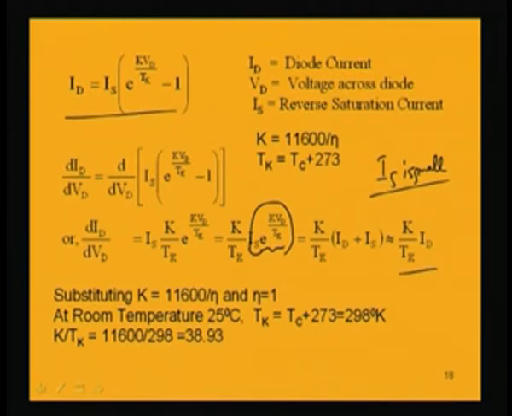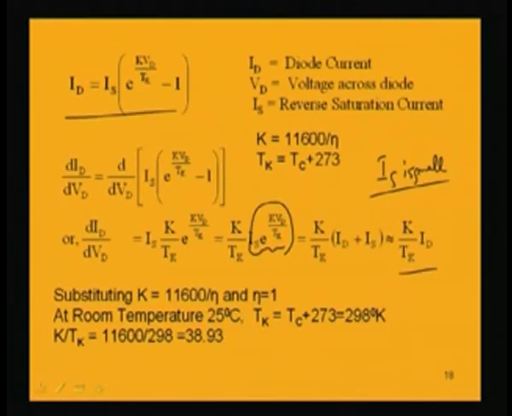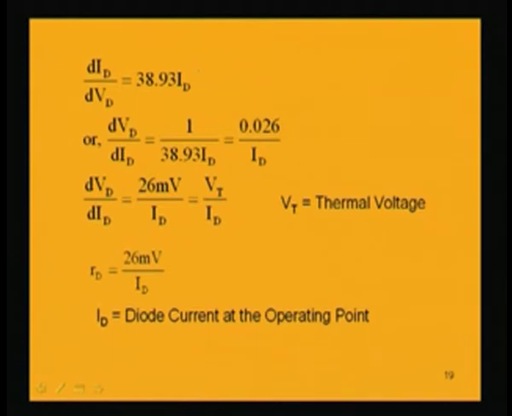Now, at room temperature, considering 25 degree centigrade, which is typically done in all these calculations, 25 plus 273 will be 298. The value of K by Tk then becomes 11600 by 298, because eta value is 1, which gives 38.93. So, now replacing this in the original equation, dId by dVd is equal to 38.93 into Id, that we are getting.